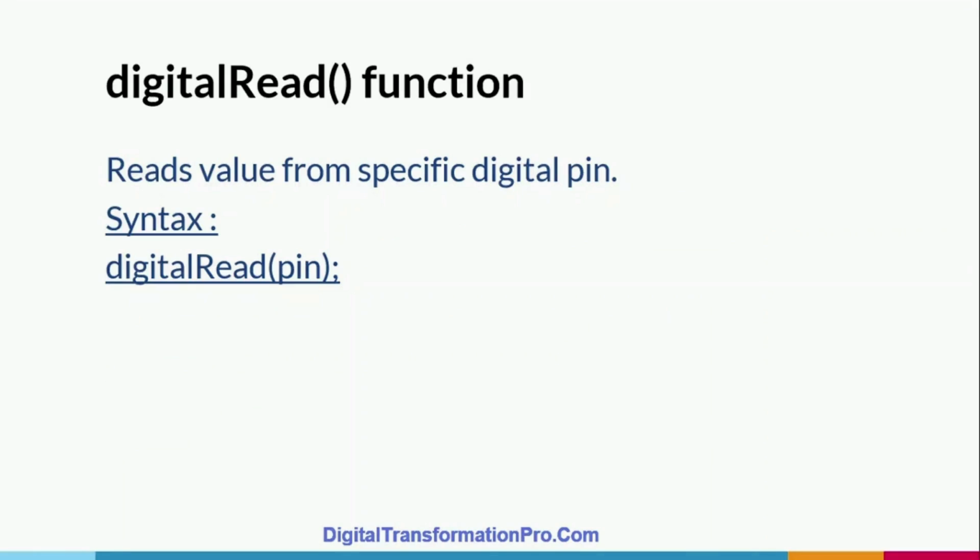Next is digitalRead. It will read a value from a specific digital pin, meaning it will take digital input. The syntax is digitalRead in brackets pin. For example, digitalRead(2) is there. Then from this pin number 2, it will take input, that is, digital input.